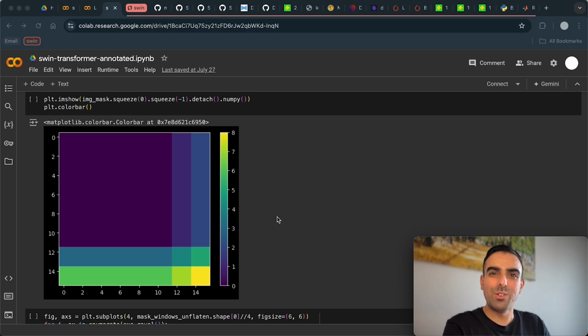Hi everyone, in today's video we'll talk about Swin Transformer. We'll look into the GitHub repository and we'll try to link the pieces of code with concepts from the paper. So let's jump right in.